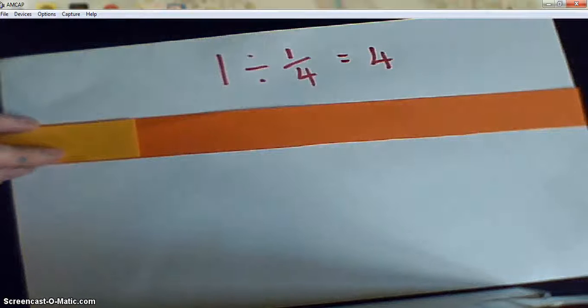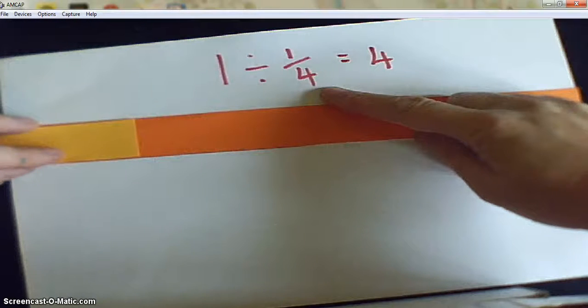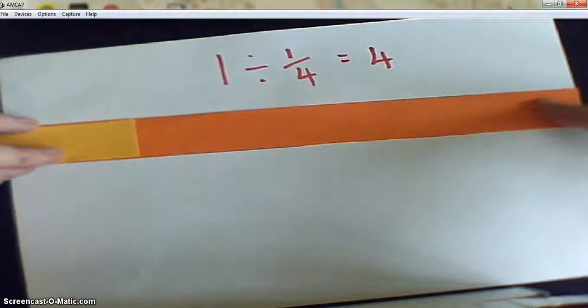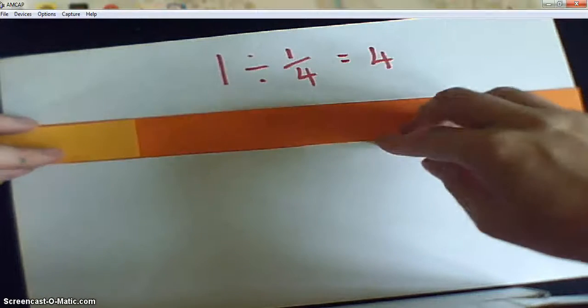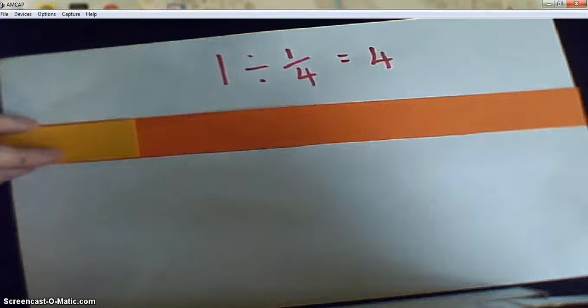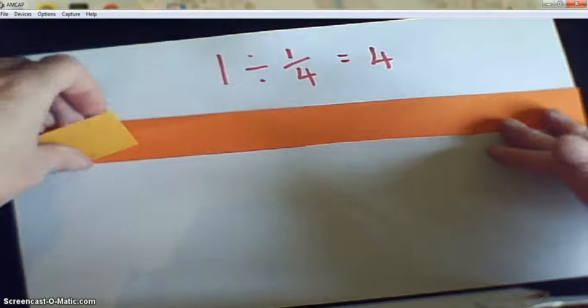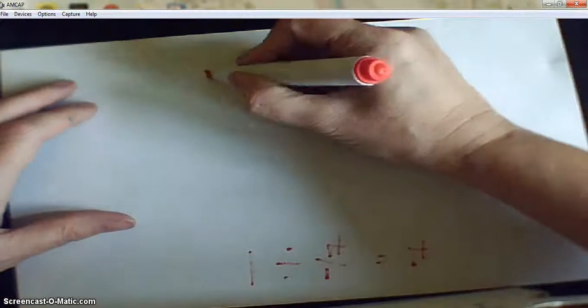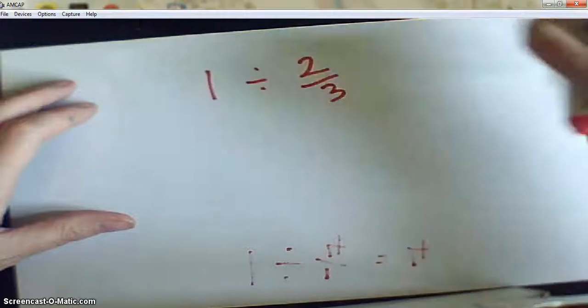And children can explore this in a lot of ways, and they can change this into fifths. So they know they have to divide their strip into 5 pieces and see how many times it fits in, which would be 5. It goes one step further, and I like the concept of using this for one step further, which is the way Joe Bowler did it. So now, at the bottom, we're going to do 1 divided by 2 thirds.